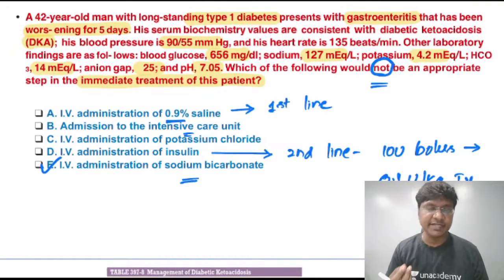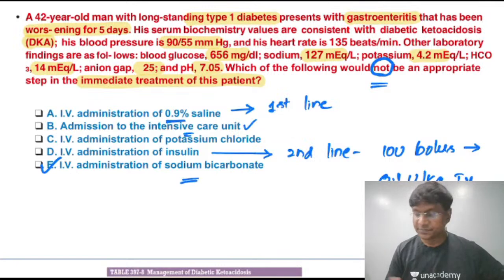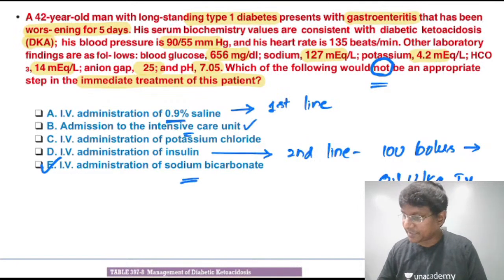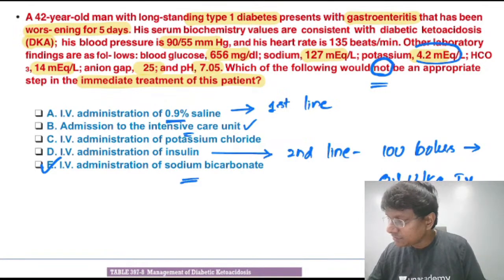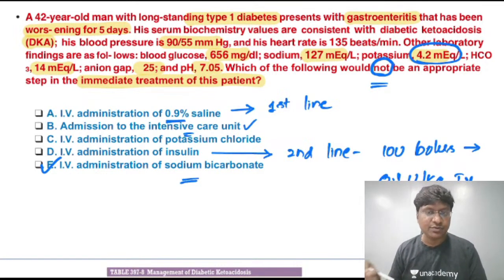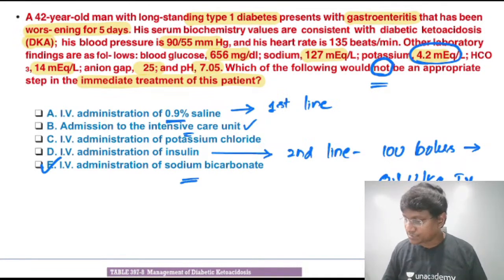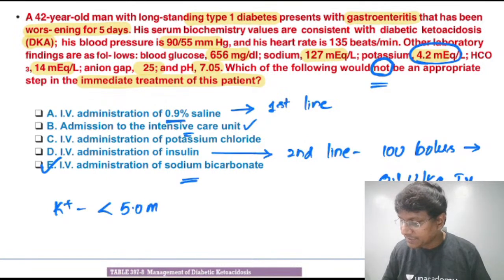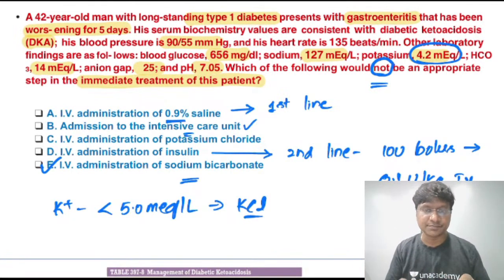Now, this diabetic ketoacidosis is a medical emergency where the individual will have severe dyspnea. Definitely you need to admit the patient to the ICU. Now, coming to the potassium chloride supplementation. How much is the potassium in this individual? 4.2 milliequivalents per liter. Even though it is normal, you need to supplement potassium chloride. What is the indication of supplementing potassium chloride in a patient with diabetic ketoacidosis? When the potassium level is less than 5 milliequivalents per liter, that is the indication to start potassium chloride infusion.